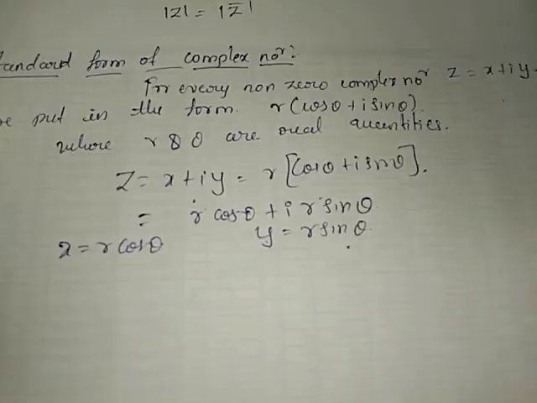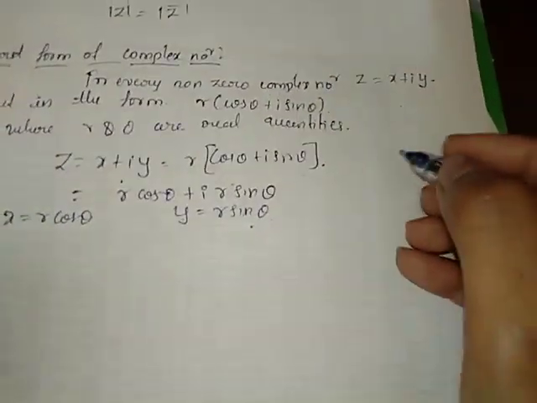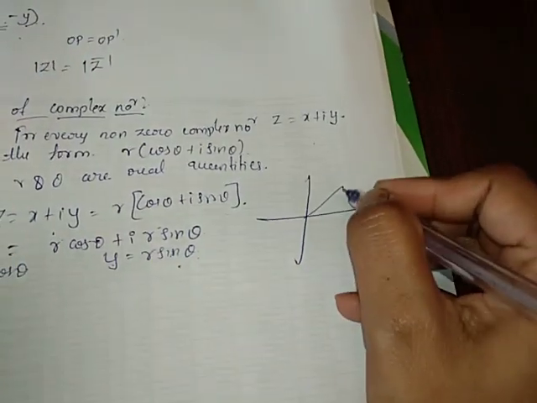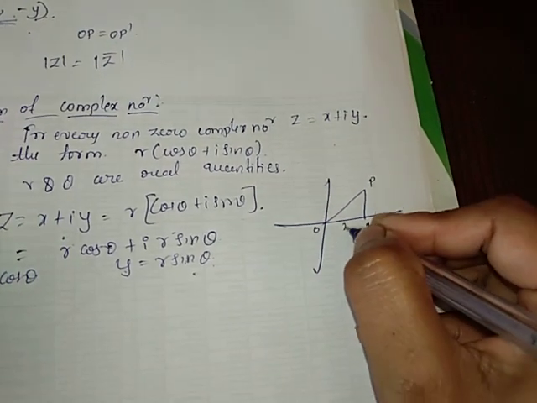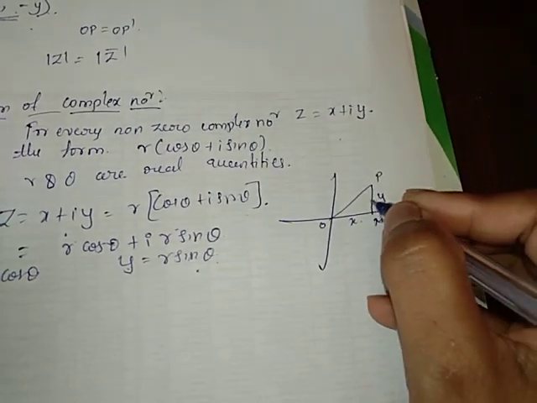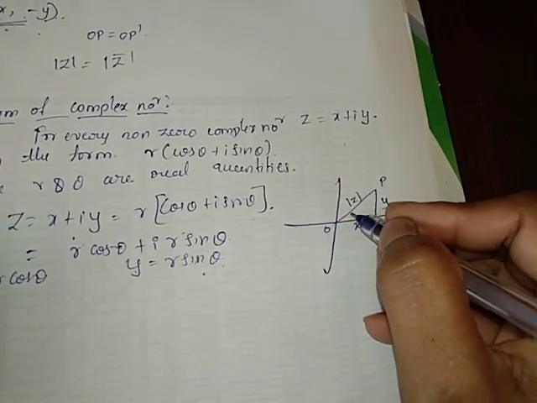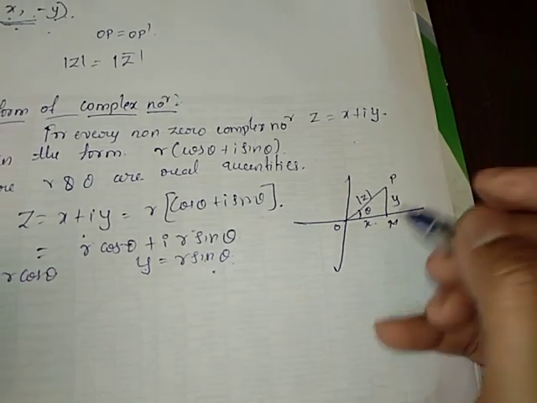How will these derivations be obtained? It will be obtained as we have done previously. The diagram is like this: P, M, O, having a distance x, this having a distance y, and this is your mod z, and this will be your angle. Consider this as theta.